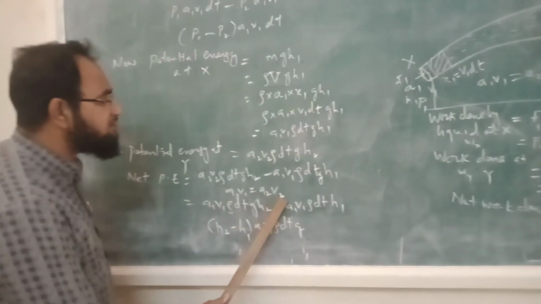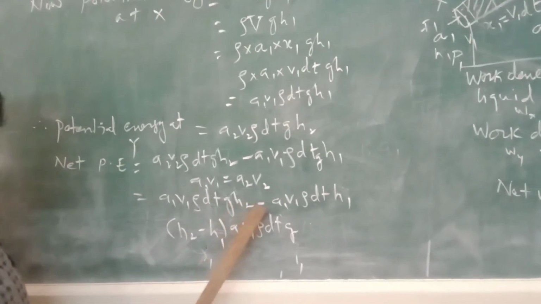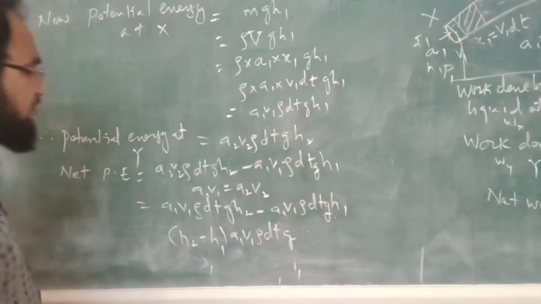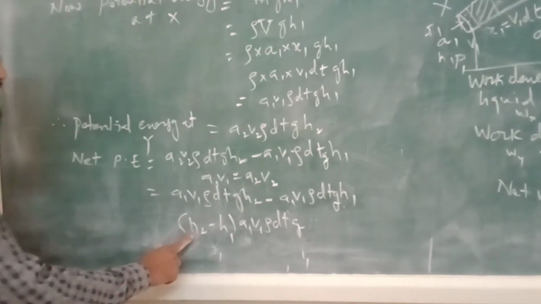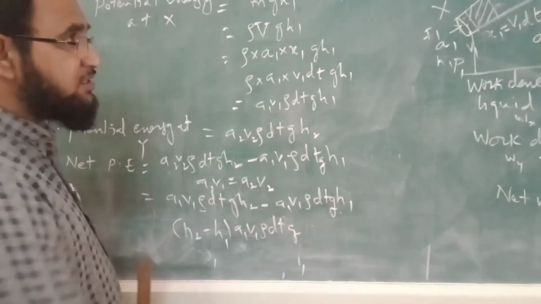So I will take here A1 V1 is equal to A2 V2. So A1 V1 rho dt gh2 minus A1 V1 rho dt gh1. So A1 V1 rho dt g is common. So it will be h2 minus h1 into A1 V1 rho dt into g.